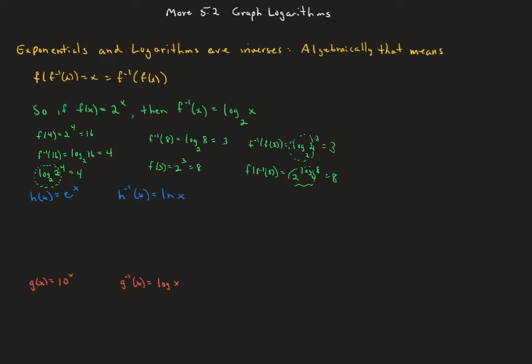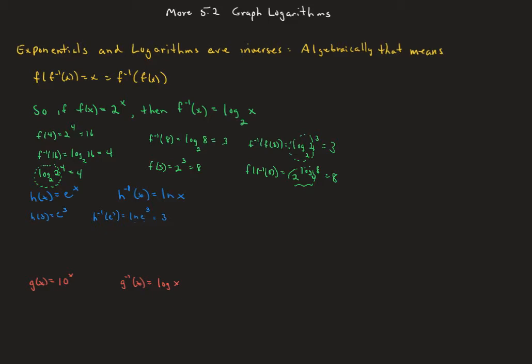h is e to the x, and h inverse is going to be natural log of x. That's a logarithm base e of x. So, for example, if we said what is h of 3, that would be e to the 3rd. So if we turned right back around and took that e to the 3rd into the inverse, then we know that because an exponential base Euler's number and a logarithm base Euler's number are inverses, we have to get back to the 3.